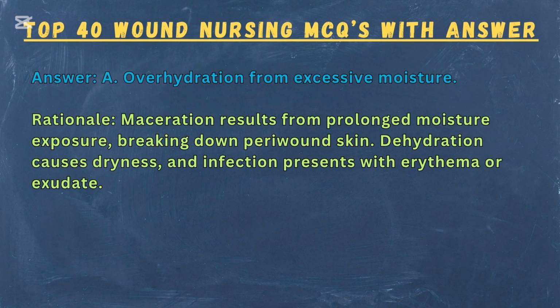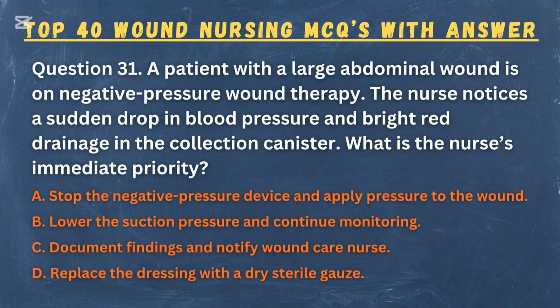Overhydration from excessive moisture. Rationale. Maceration results from prolonged moisture exposure, breaking down peri-wound skin. Dehydration causes dryness, and infection presents with erythema or exudate. Question 31. A patient with a large abdominal wound is on negative pressure wound therapy. The nurse notices a sudden drop in blood pressure and bright red drainage in the collection canister. What is the nurse's immediate priority?